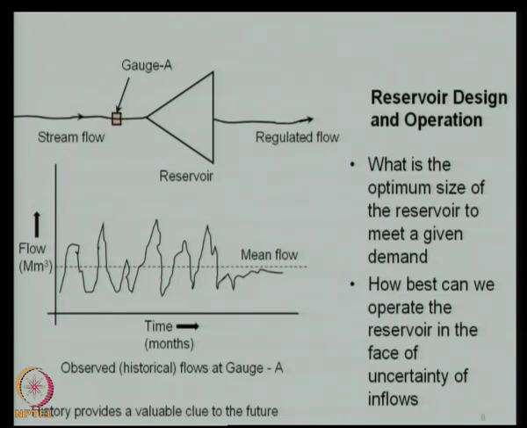The second question that we ask is, if you have a reservoir already built and you want to meet a certain demand pattern, what do I mean by demand pattern? That month to month the demands are varying, month to month the flows are varying, and you have a given reservoir already in place. How do we operate this reservoir in the face of uncertainty of the flows? Because you need to operate it not knowing how the future will be. Even within a year, you do not know exactly how the future will be, and you need to operate in the face of uncertainty of inflows.